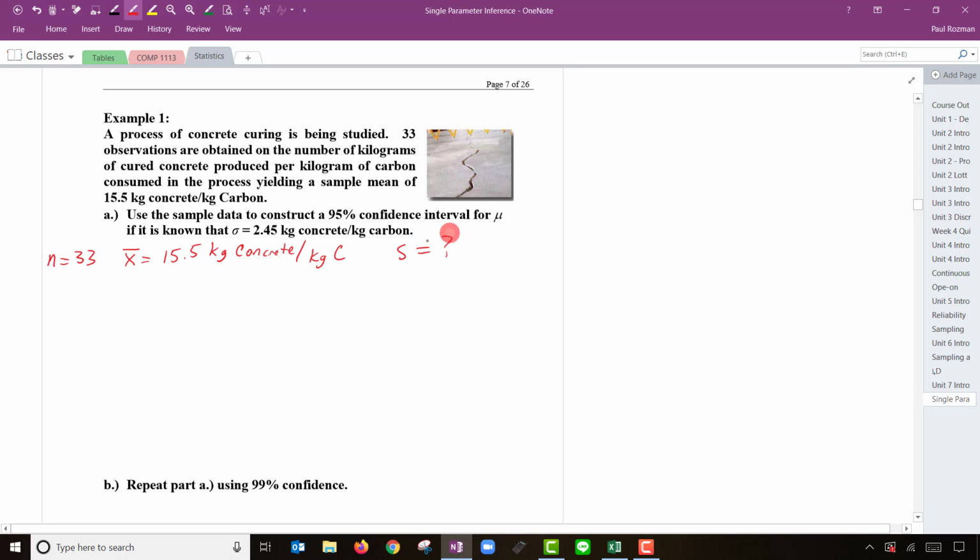Instead, there's a question here that says we know that the standard deviation of the population is 2.45. So they're saying use this data to construct a 95% confidence interval for mu, when we know that sigma is 2.45 kilograms of concrete per kilogram of carbon. So in this example, sigma is known.